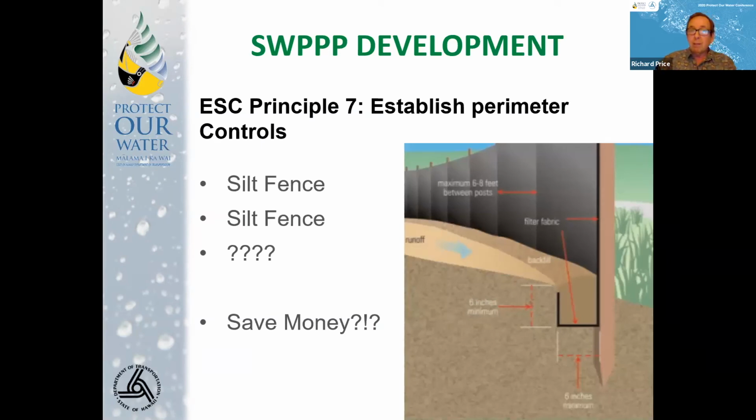Principle 7, perimeter controls. I'll say silt fence. There are some newer options to silt fence that may be appropriate depending on your site. Some of which are reusable, don't require as much labor to trench in. Obviously, all that trenching and backfilling, you're disturbing more soil that you potentially have to control. So could be some savings there. But again, I come back to phasing and trying to minimize the length of perimeter control that you have in place that you're inspecting and maintaining at any given time.